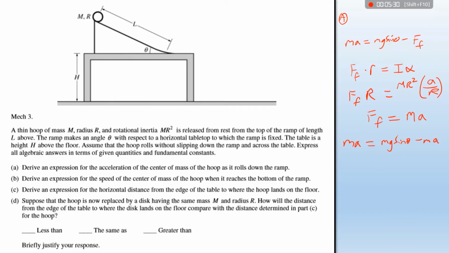Okay, and we were looking for an equation for our acceleration. So all of my m's are going to cancel, and then I'll need to move that a to the other side. So that gives me 2a is equal to g sine theta. Divide by 2, and that gives me g sine theta over 2 for our acceleration.